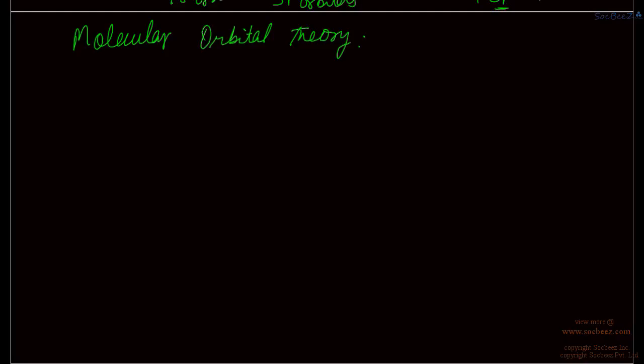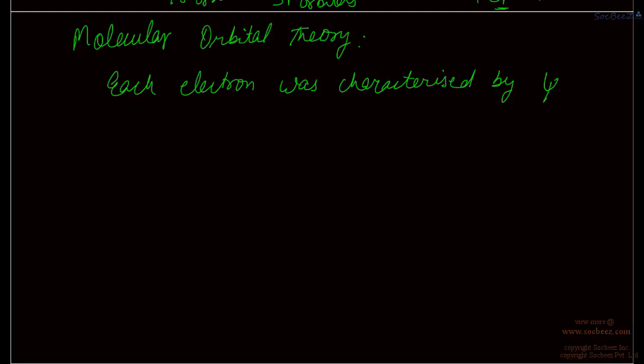And the features of molecular orbital theory are: in a molecule, all the electrons are taken together and considered as moving in the field of all the nuclei, and there are many. So, the main postulate of molecular orbital theory was that each electron is characterized by psi. Psi is the wave function, or we can call it the atomic orbital for that electron. Remember that psi contains all the information that is required for an electron.